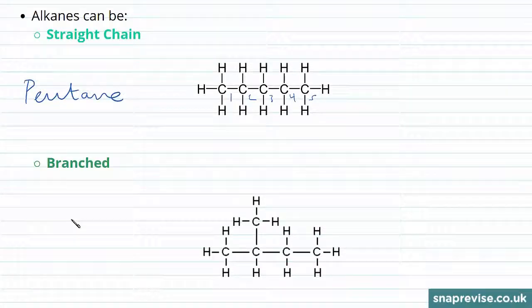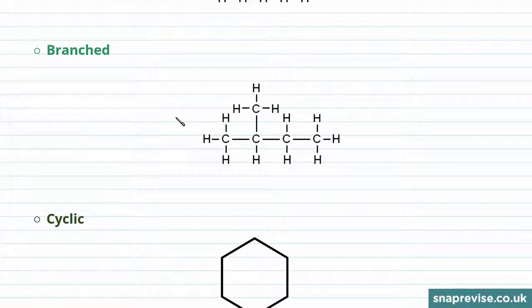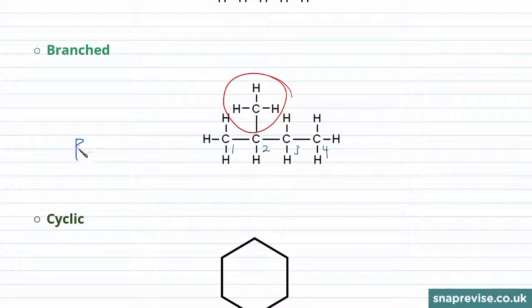We can also get branched chain alkanes. So this alkane, as you can see here, has a branched group. So this group over here makes our alkane branched. So the longest carbon chain is 1, 2, 3, 4 carbons long. So the stem is going to be but.